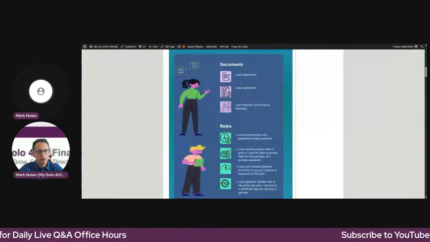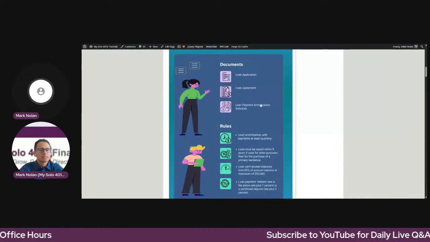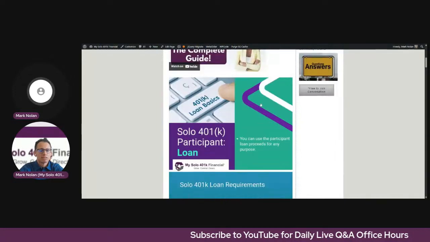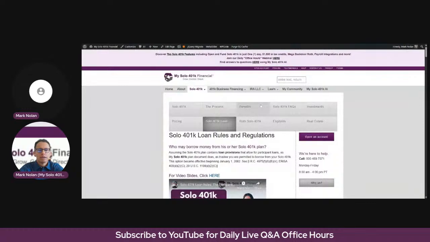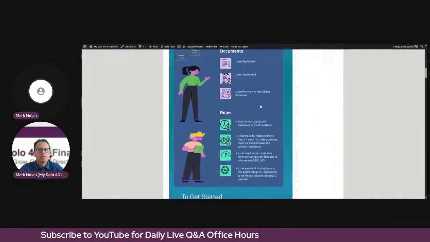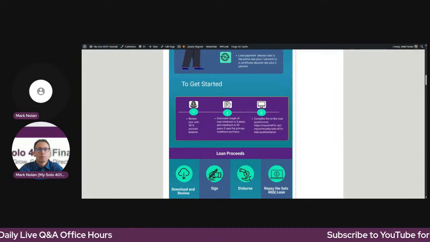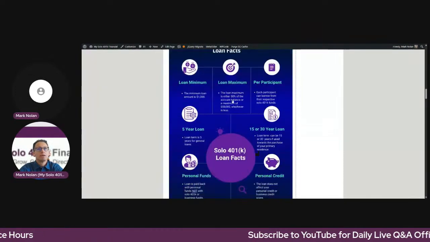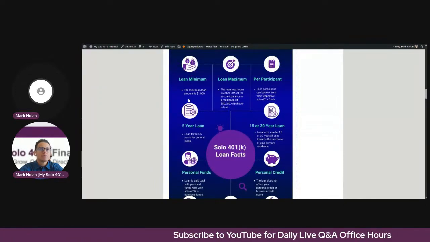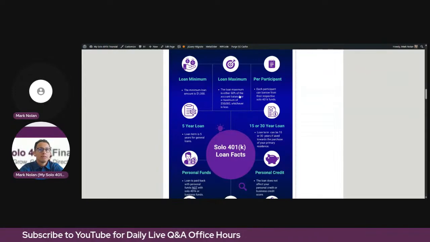You can write a check for the proceeds of the loan, or you can submit Fidelity's wire directive, which we can provide for you. We can draft that for you and send it to you, and then you'll submit that to Fidelity and they'll wire the funds to your personal bank account. Now, the loan minimum is $1,000, so you can't borrow less than that. We talked about the loan maximum already.